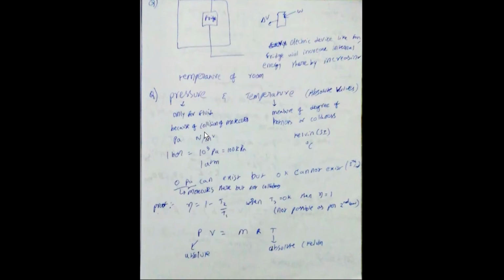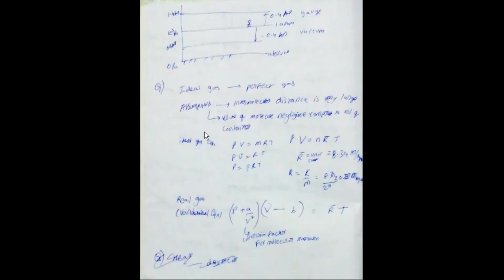Temperature is a measure of the degree of hotness or coldness; Kelvin is the SI unit, along with degrees centigrade. Proof: efficiency is equal to 1 minus T2 by T1. When T2 is equal to 0 Kelvin, efficiency is equal to 1, which is not possible as per the second law. PV is equal to MRT. Here P is absolute and T is absolute in Kelvin.